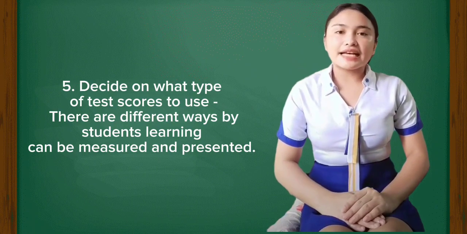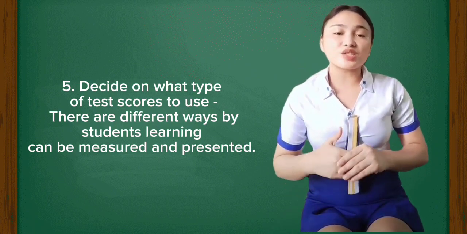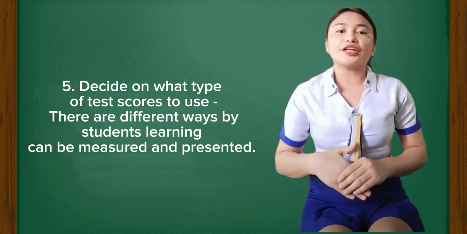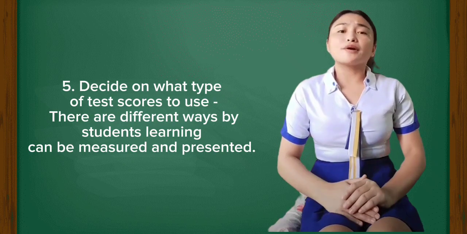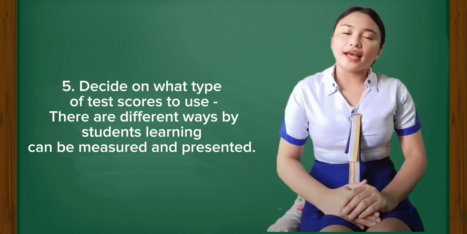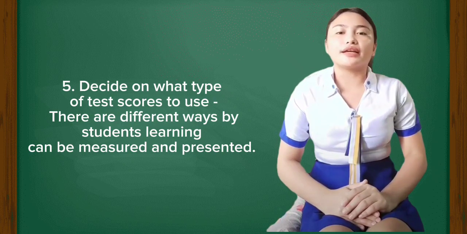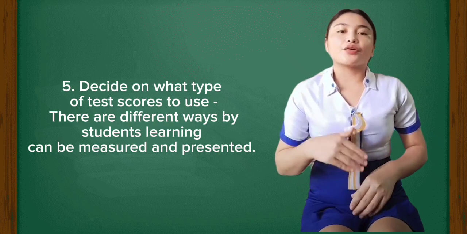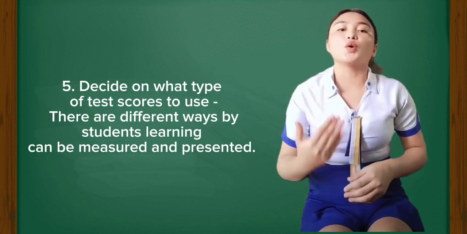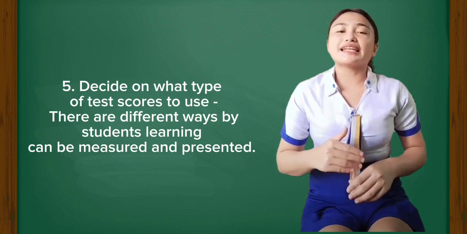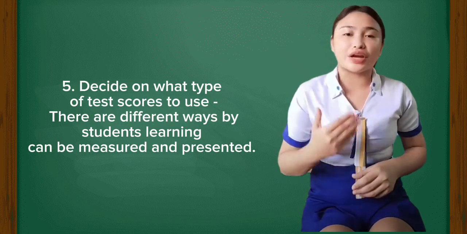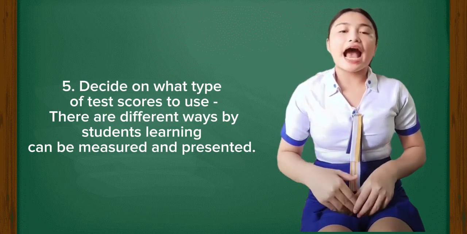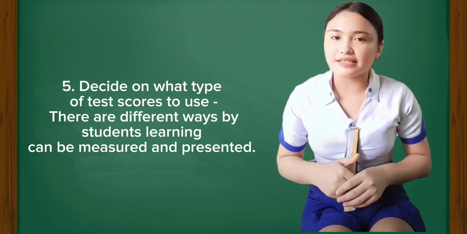So number 5, decide on what type of test score to use. So there are different ways by which student learning can be measured and presented. Performance in a particular test can be measured and reported through raw scores, percentage scores, criterion-referenced scores, or norm-referenced scores. So it is important that different types of grading schemes be used for different tests, assignments, or performance tasks.